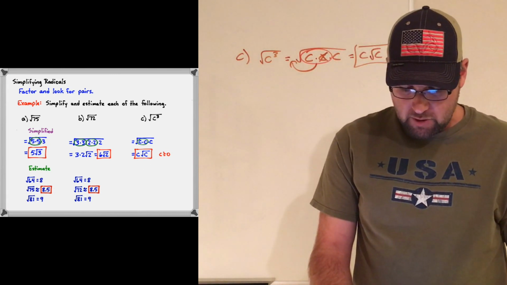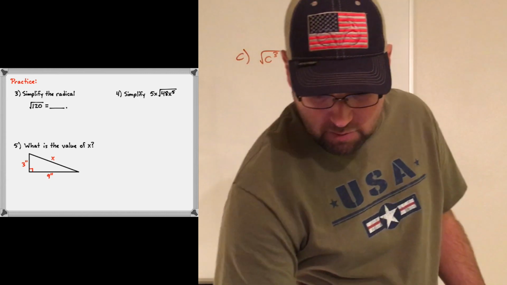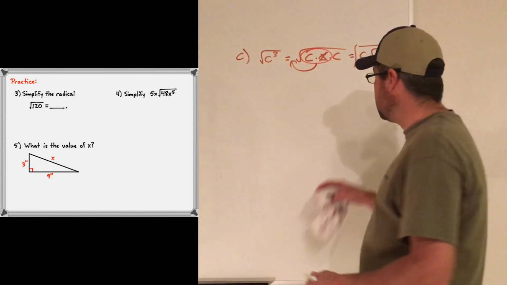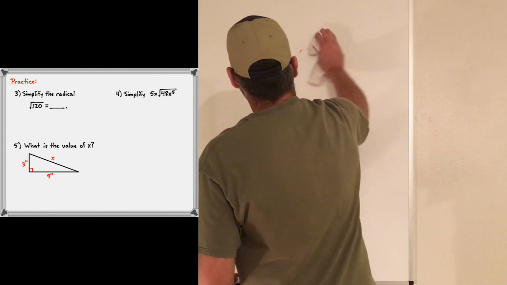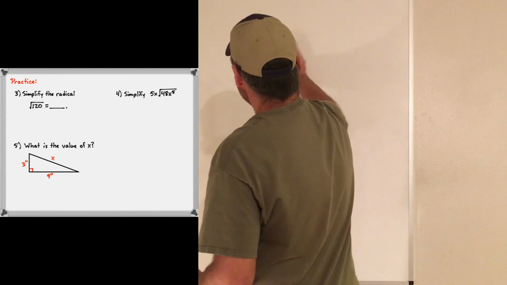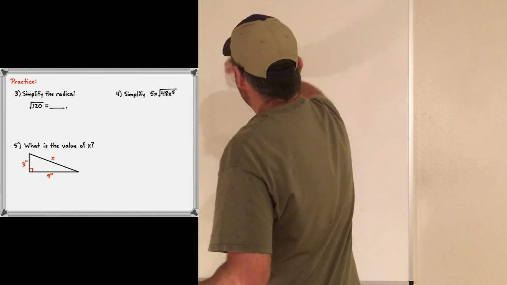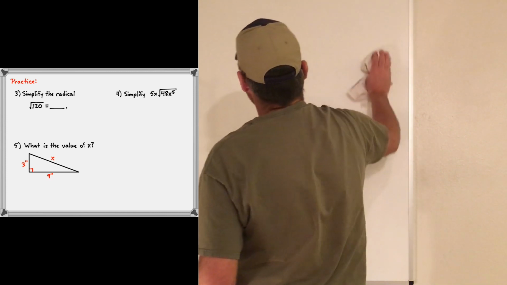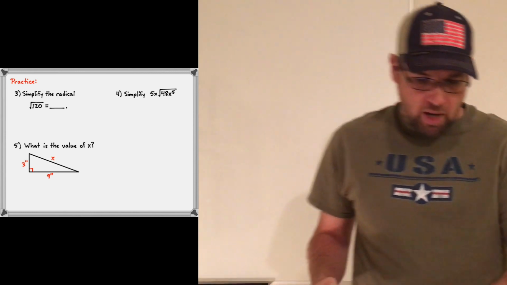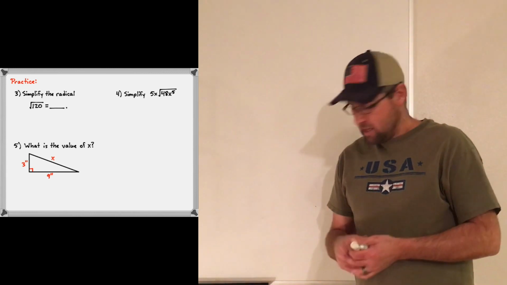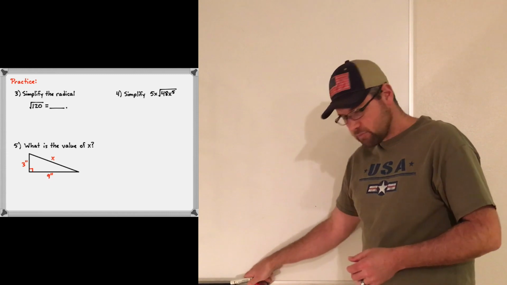Okay. All right, so here is some practice problems for you. Got 3 for you to do. Go ahead and pause the video and see what you can come up with from these. The third one is an application from prior years. You guys should recognize that as the Pythagorean theorem to find a missing side of a right triangle. So pause the video. When you're done, come back and see how you did.